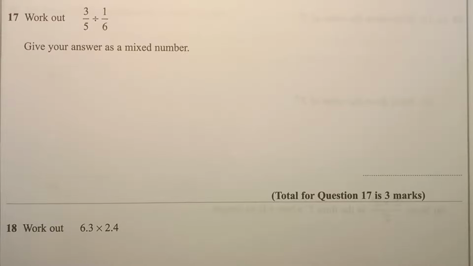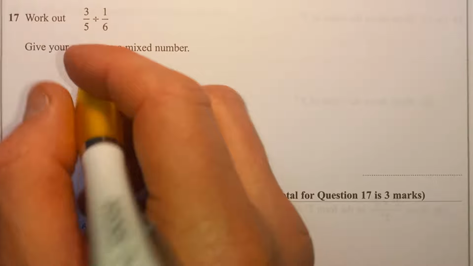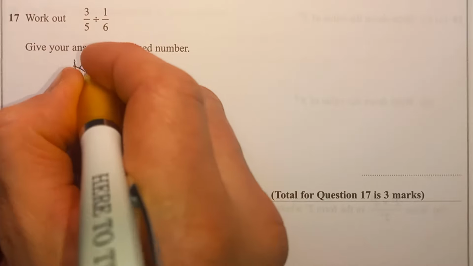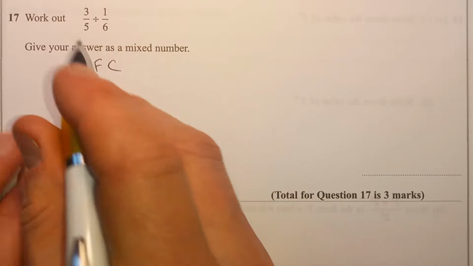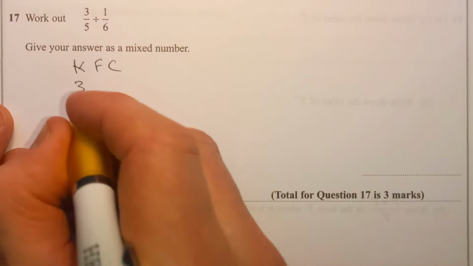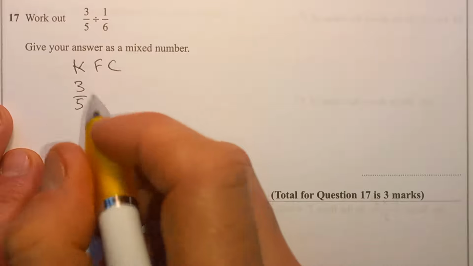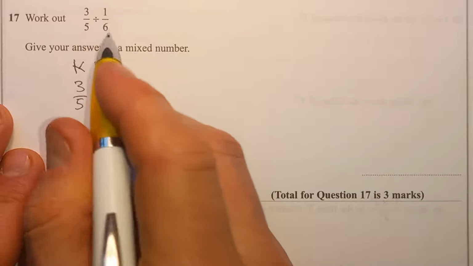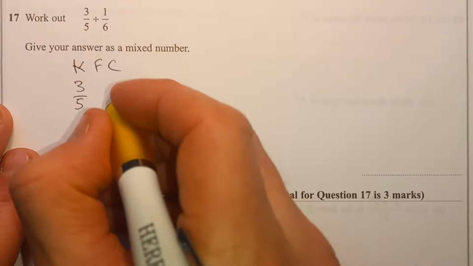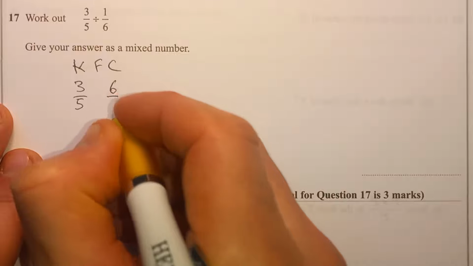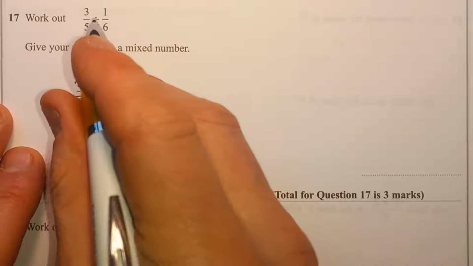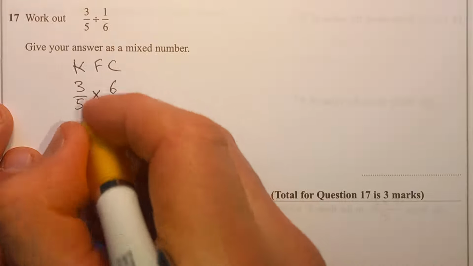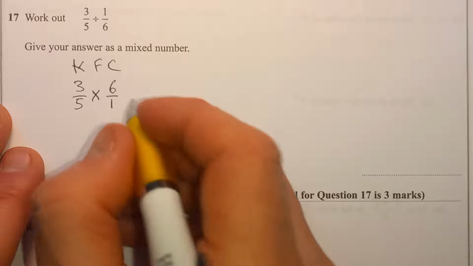Question 17. Work out 3/5 divided by 1/6. So dividing fractions, we want to think KFC, where K stands for keep the first fraction as it is. Flip, well, I tend to think of it as flipping the second fraction upside down. So instead of 1/6, we get 6/1. And change the division to the opposite sign, which is multiply.